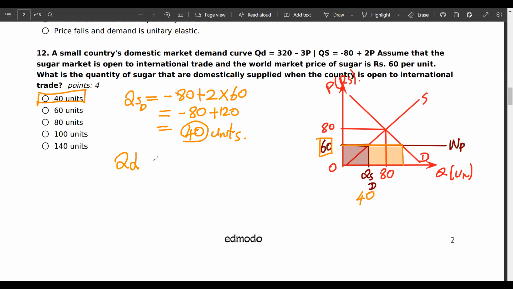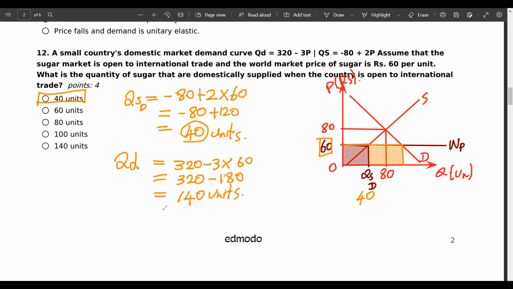right? You have to find out at 60 rupees, what is the demand? So it's going to be 320 minus 3 into 60 rupees. So at 60, what is the demand? If we find that out, it will be 320 minus 180. So that's going to be 140 units.